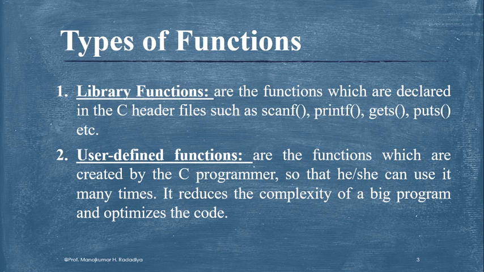Basically, there are two types of functions available in the C language. The first is library functions, and the second is user defined functions. Library functions are already used by you. They are the functions declared in the C header files, with names such as scanf, printf, gets and puts. Whenever you deal with scanf and printf, they are already defined in the header file called stdio.h. The second type, user defined functions, are the functions created by the programmers so that he or she can use them many times.